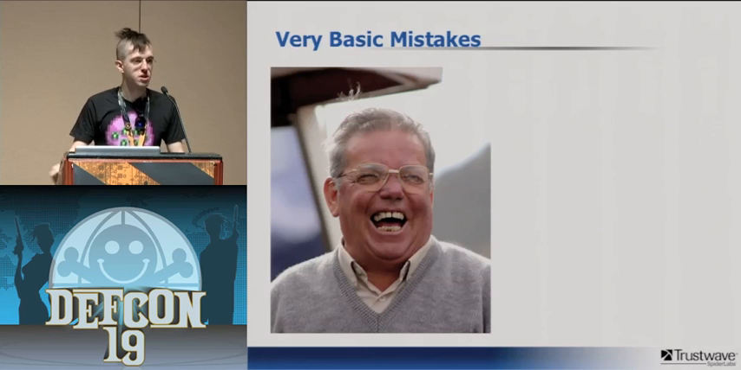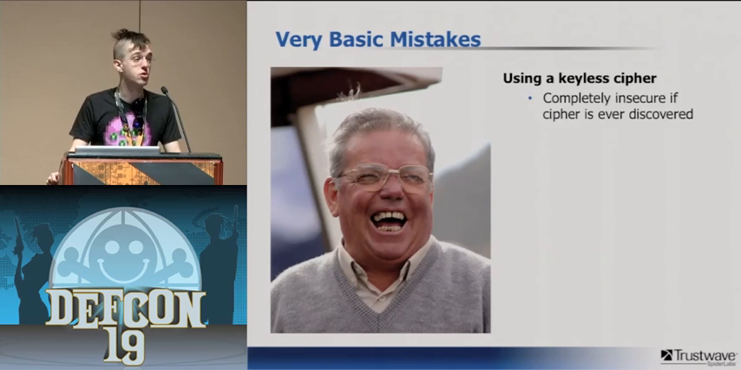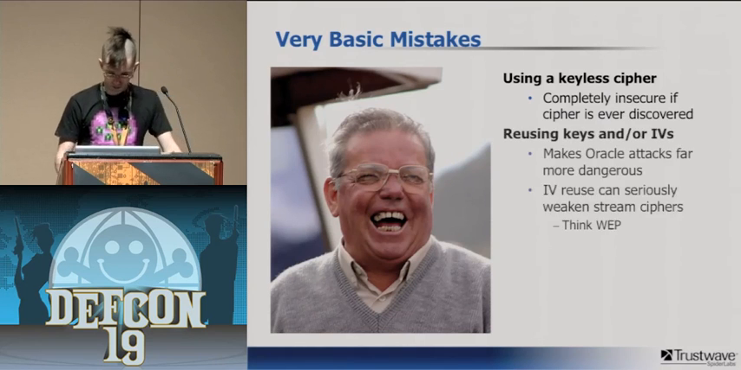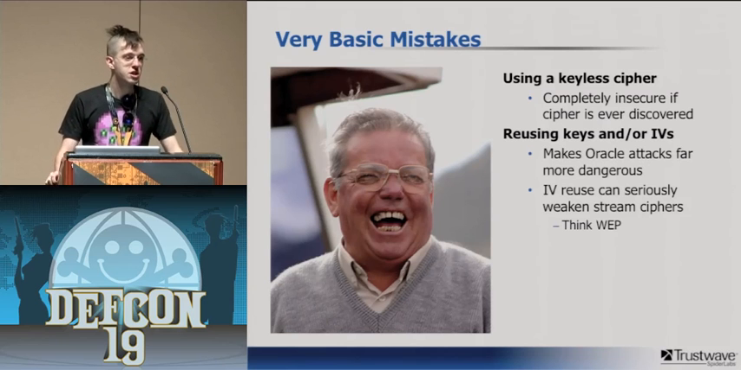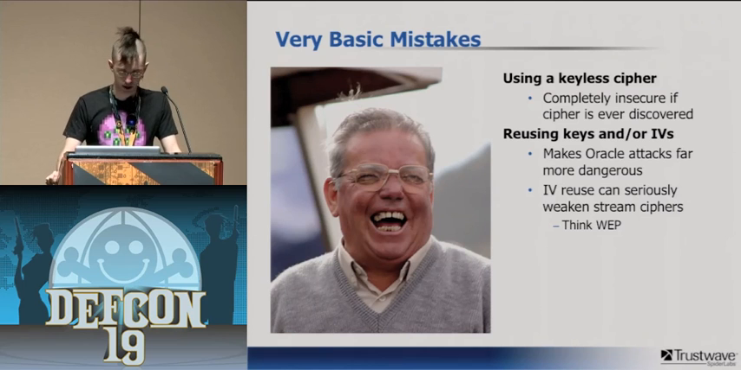So let's talk about some basic mistakes. One, using a keyless cipher. If you're using a keyless cipher, it is not secure unless it's totally private, unless nobody else knows how the algorithm works. And even then, it's probably not very secure. Also, reusing keys and initialization vectors. That's a bad idea, and we'll see that shortly. It makes Oracle attacks far more dangerous, and it can also seriously weaken the integrity of stream ciphers. WEP is an example of this.